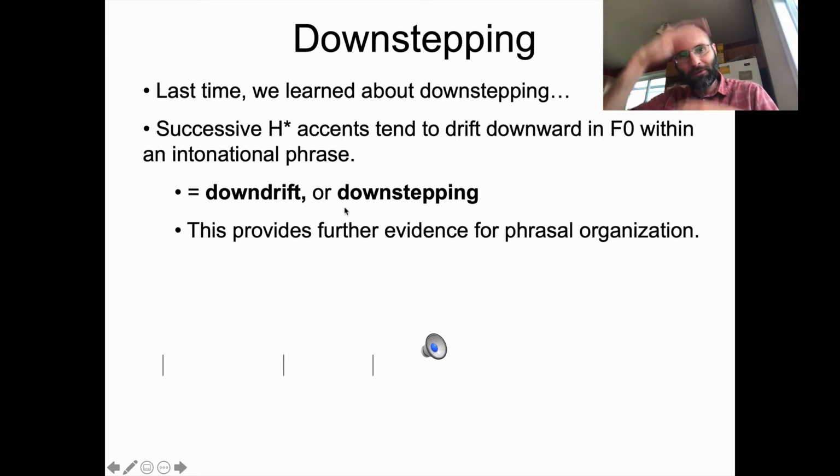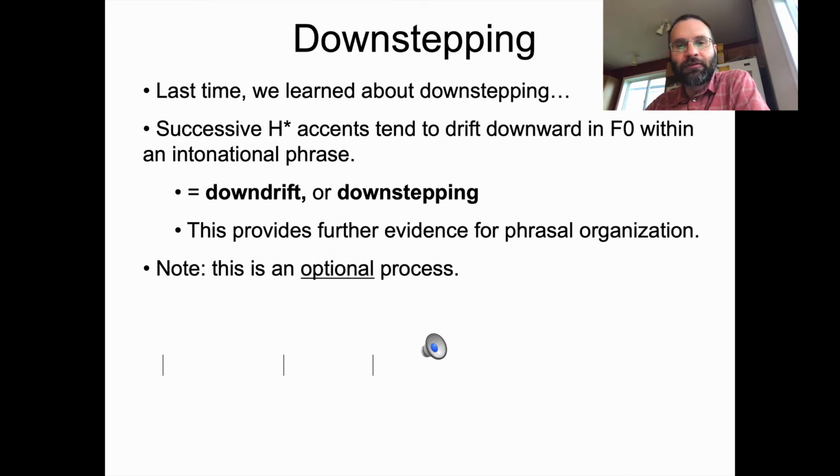So you start out with a big range and your high end can go pretty high. And then as you go, it kind of telescopes downwards and the range becomes smaller and the top end becomes lower. And so every single H star accent that happens after the first one has a tendency to be lower in F0 as you go. So usually this will reset when you produce another intonational phrase in the utterance. And that fact provides further evidence that there is phrasal organization when we produce intonation in a language like English. The trick to this, though, is that it's an optional process. So you can do this if you want, but you don't have to.